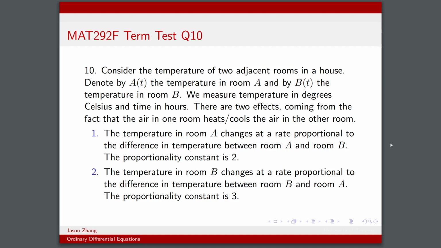There are two effects coming from the fact that the air in one room heats or cools the air in the other room. So number one, the temperature in room A changes at a rate proportional to the difference in temperature between room A and room B. The proportionality constant is 2. The temperature in room B changes at a rate proportional to the difference in temperature between room B and room A, and the proportionality constant is 3.